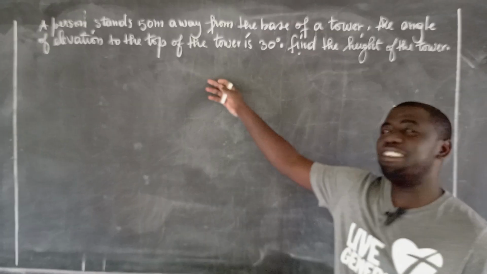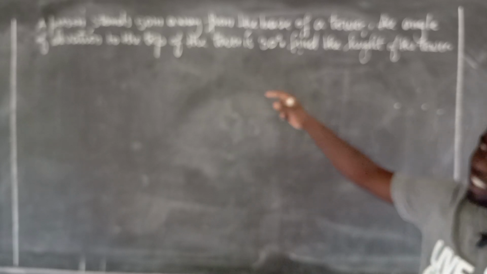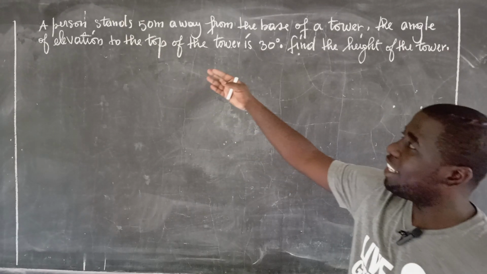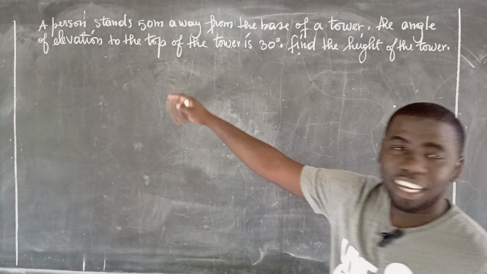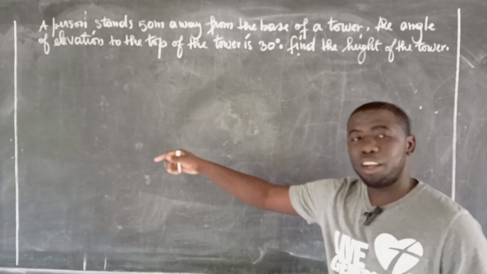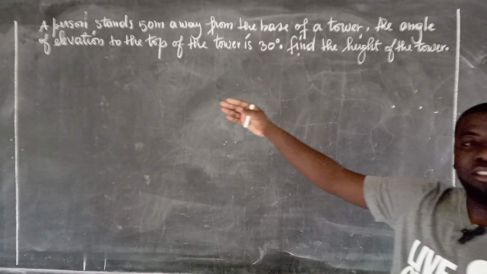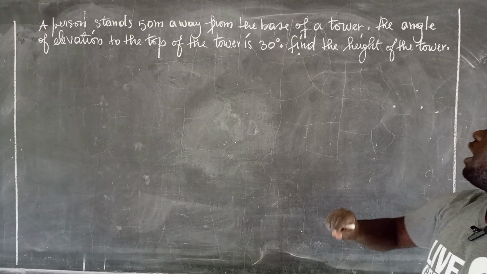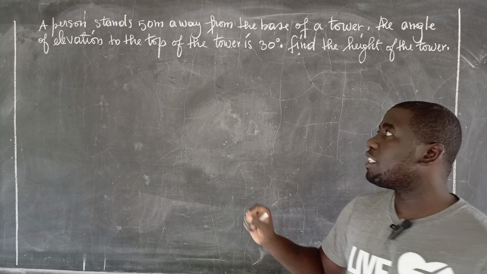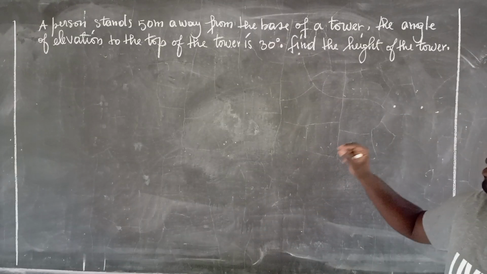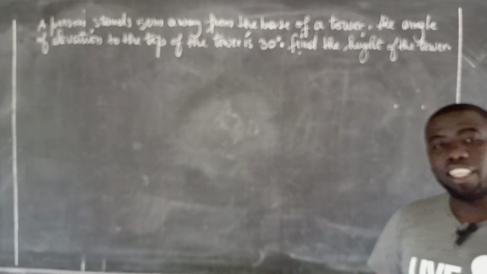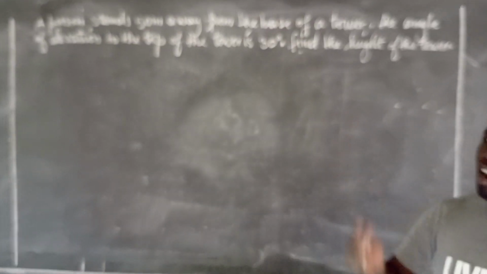Here I have this kind of question related to application of trigonometry. I think everyone can see and read this question. A man or a person stands 50 meters away from the base of a tower. The angle of elevation to the top of the tower is 30 degrees. Find the height. We are asked to find the height of tower.